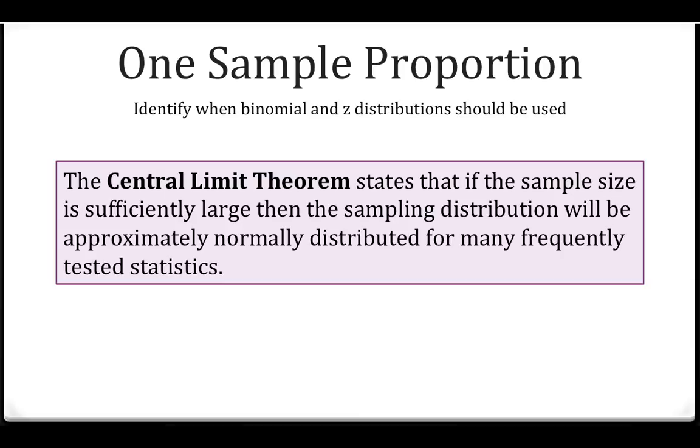Last week, we learned that the central limit theorem states that if the sample size is sufficiently large, then the sampling distribution will be approximately normally distributed for many frequently tested statistics. This includes one sample proportion, one sample mean, and paired means that we'll look at this week.